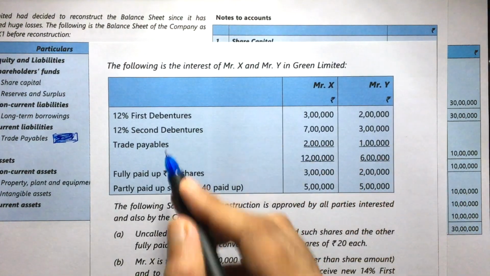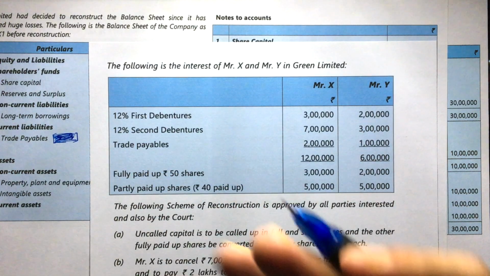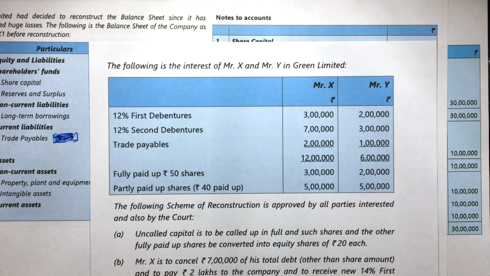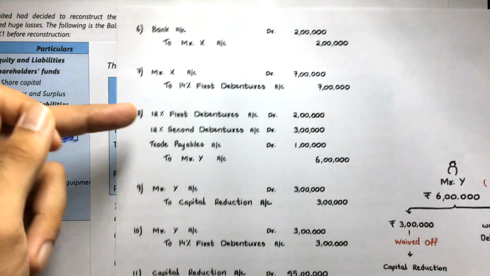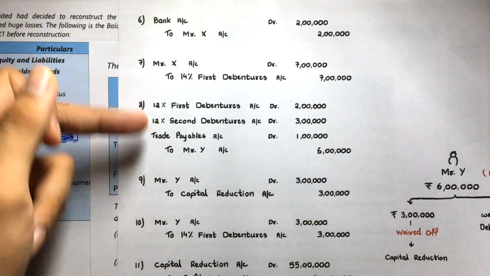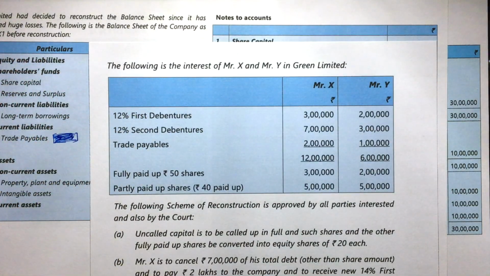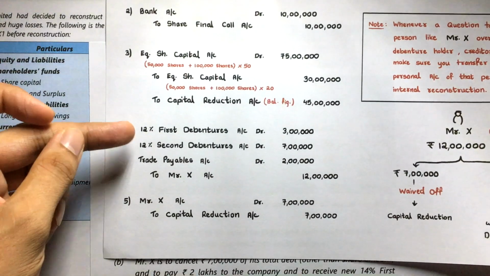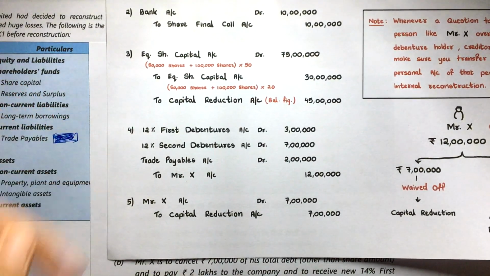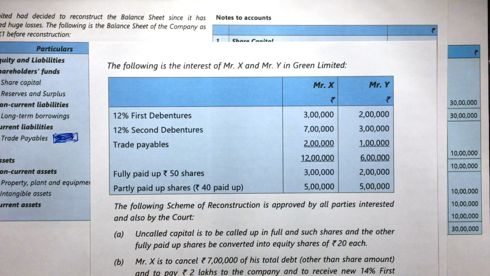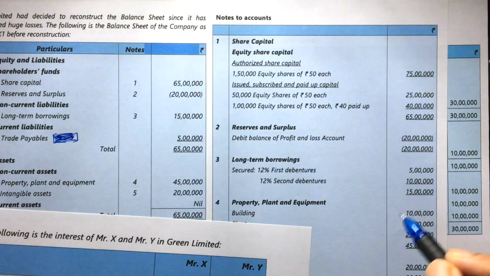What has happened to their debentures? These 12% ones, we have completely cancelled them, isn't it? In the journal entry you can see we have debited first debentures, second debentures. Liabilities are being debited, means they are cancelled. Mr. X also, see, 12% first debentures, 12% second debentures. So now you have to remove them from over here also.